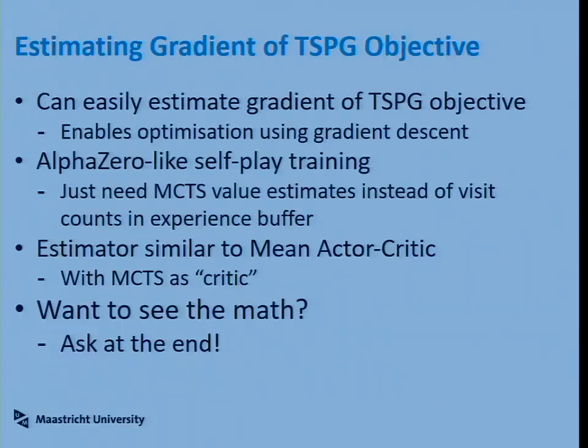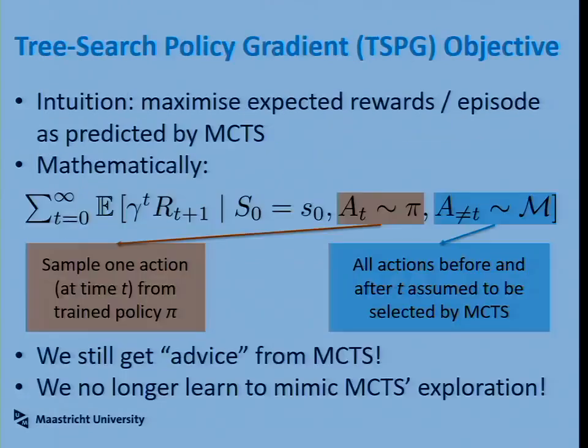So we can derive this using something very similar to the policy gradient theorem by Sutton in 2000. I'm not putting the math in here. I've got one slide back up for that if anyone wants to see what the gradient of this objective function looks like. So if you want to see that, you can ask me afterwards or check it in the paper.